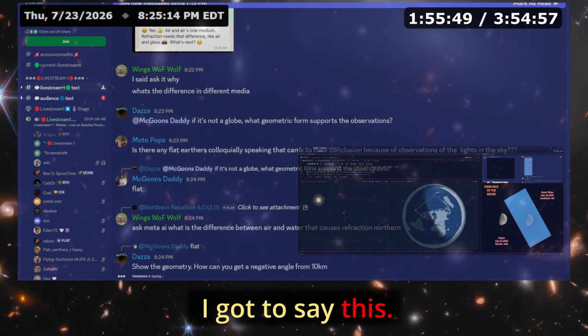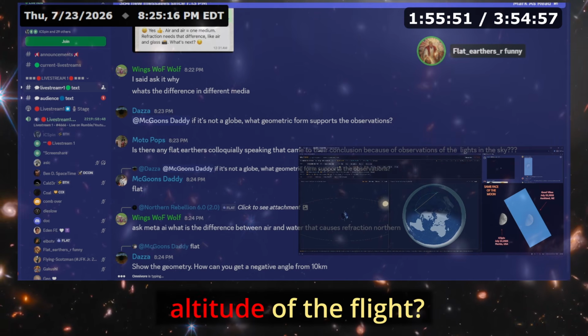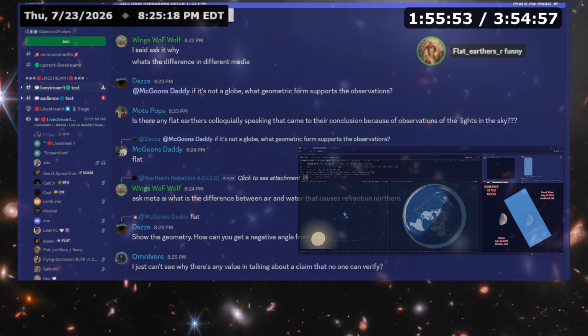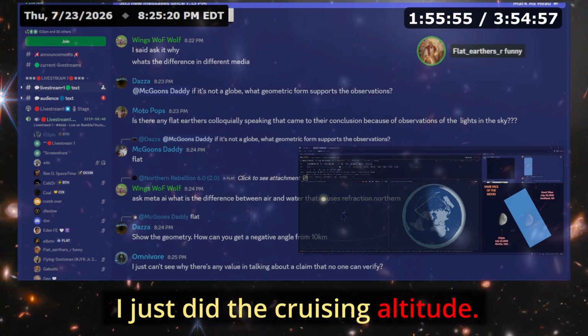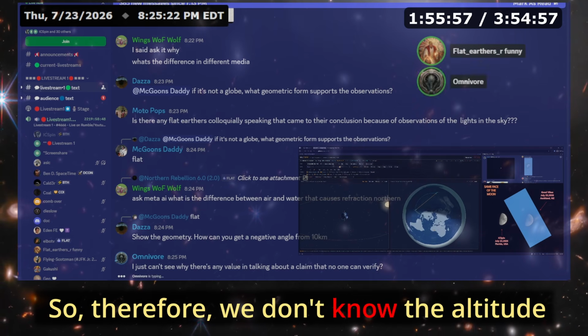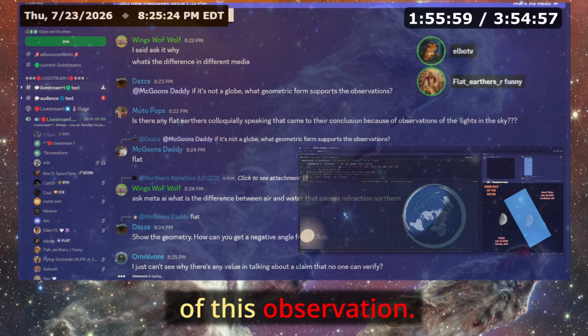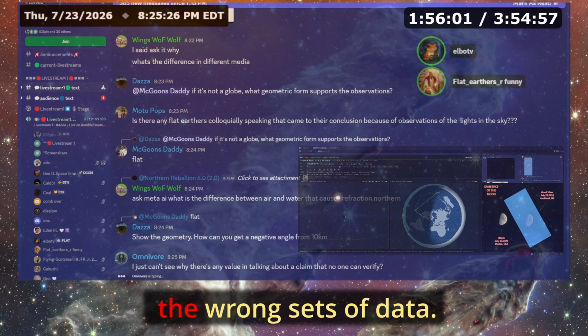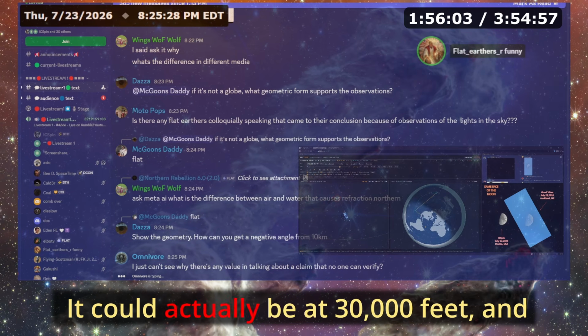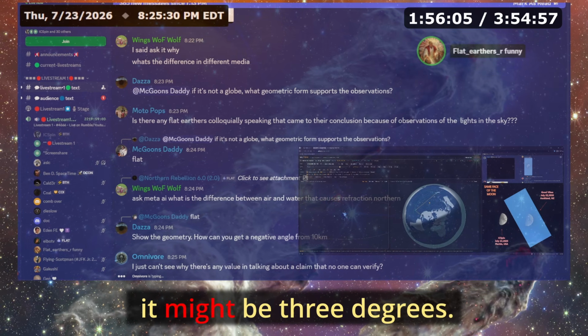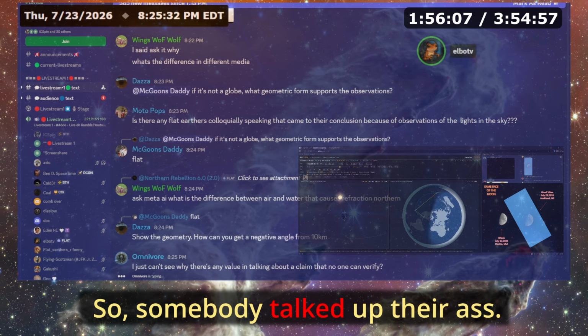I got to say this. Was I presented with the altitude of the flight? No, I was not. I just did the cruising altitude. So therefore, we don't know the altitude of this observation, so I could be inputting the wrong sets of data. It could actually be at 30,000 feet, and it might be 3 degrees. So somebody talked out their ass.